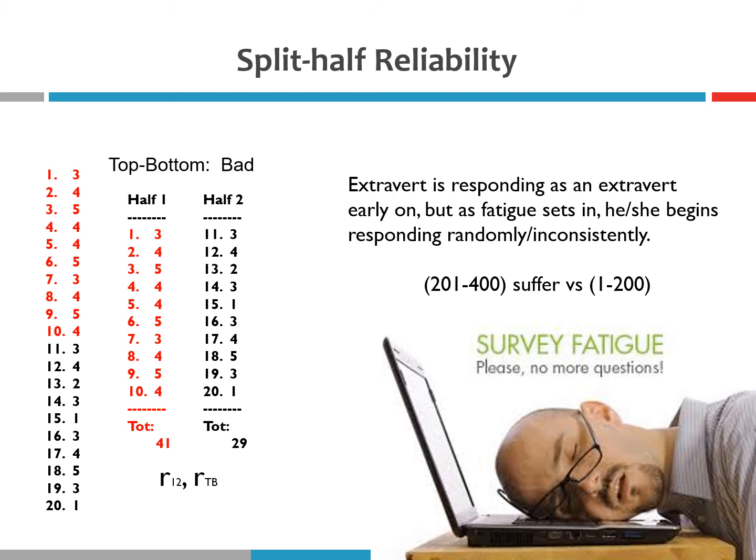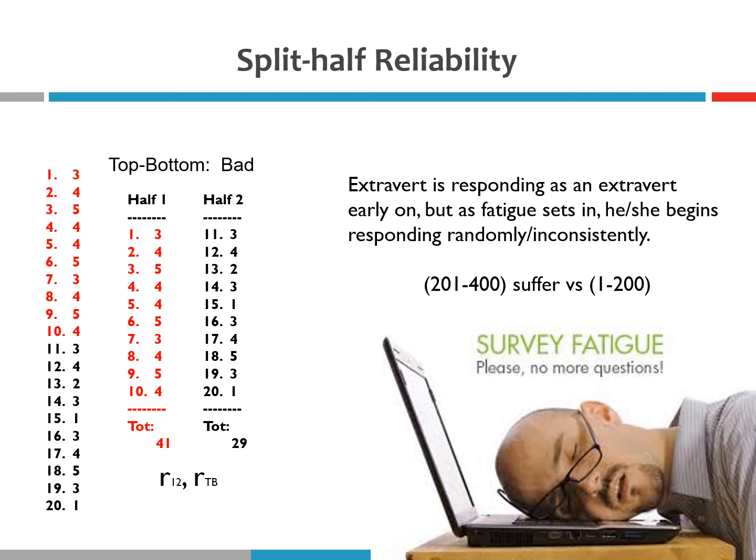But let's suppose that you are looking at a personality test that is supposed to tell you whether your respondent is an extrovert or an introvert, okay? And you notice that for the first 10 questions, or for the top half of the test, your respondent is giving answers that are highly consistent. You'll notice in the red section here that he's giving a lot of 3s, 4s, and 5s, right?